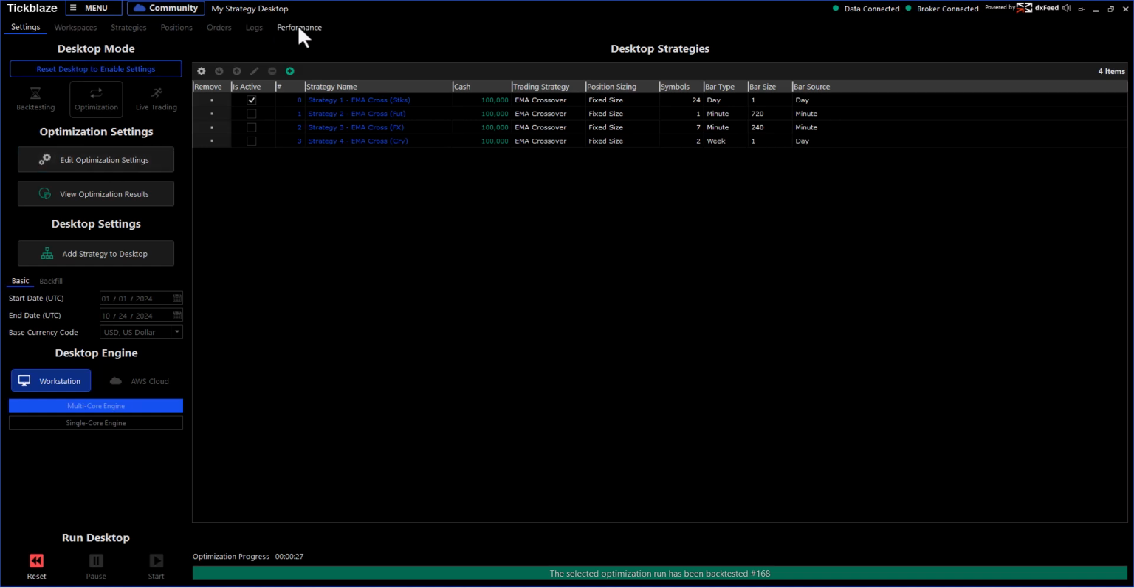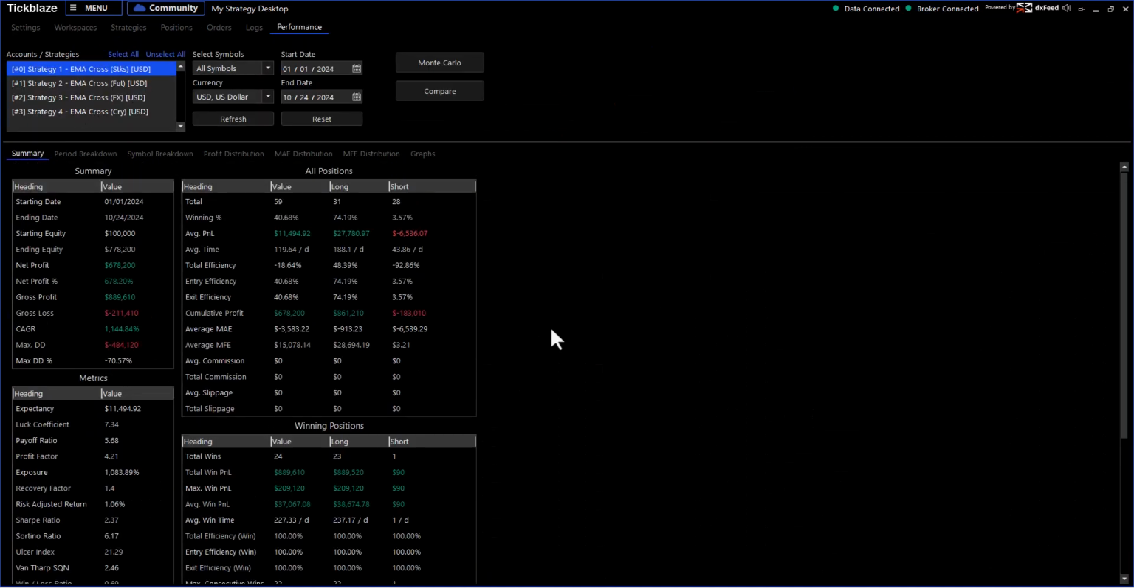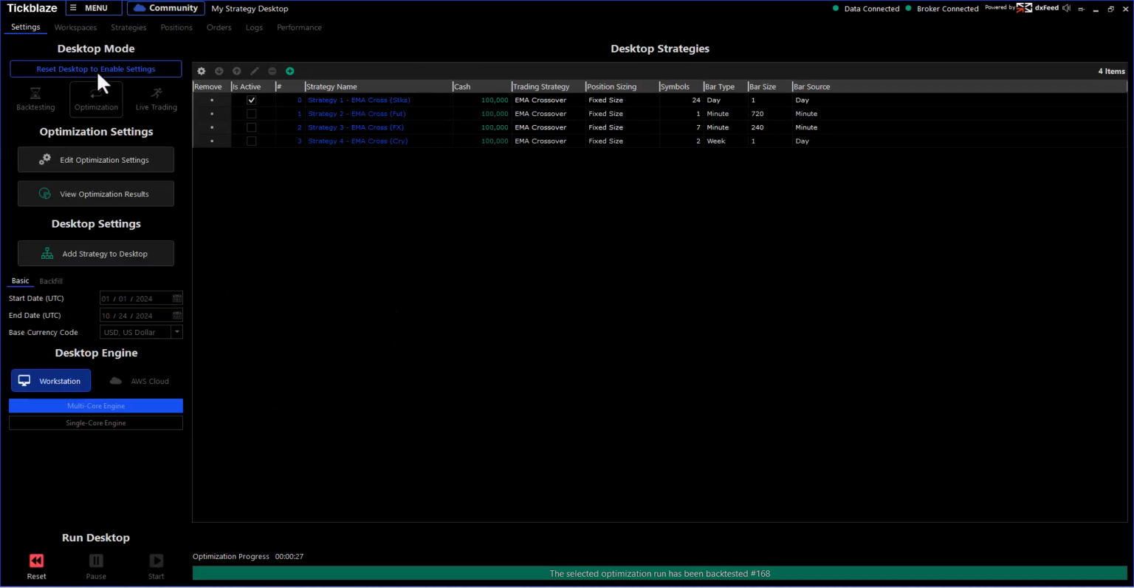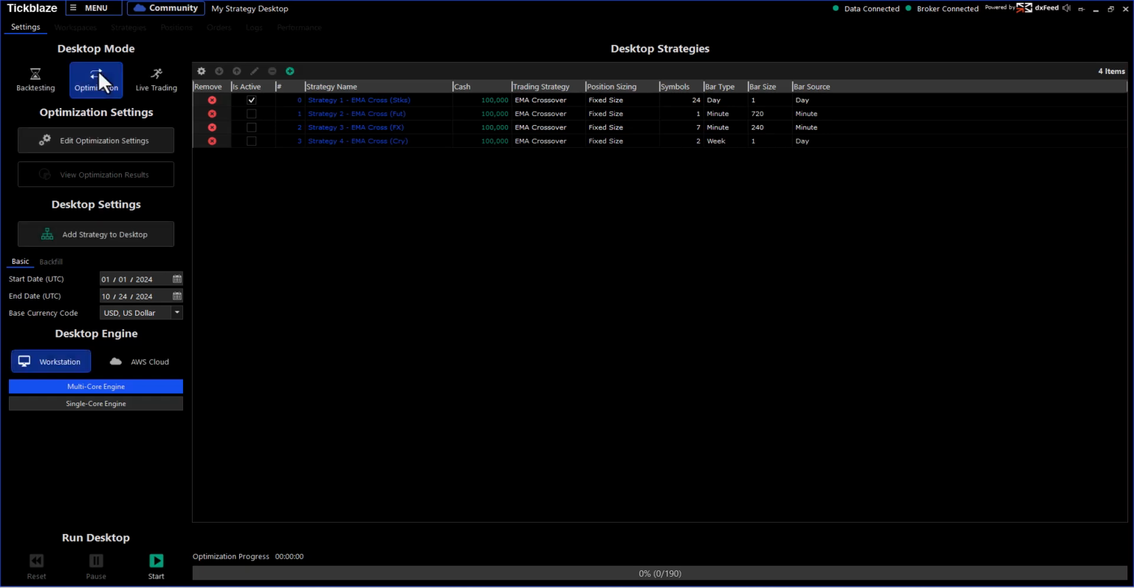And let's go back here and take a look at the summary for a second. You can see that the profit factor was extremely high, and that's what you want, right? You want to have high win percentage, you want to have high profit factor, you want to have a high net profit, right? And so that's exactly what we're looking to accomplish by using Tickblaze to optimize the strategies, okay? So we're going to reset the desktop, and we're going to go into the next detail, okay?